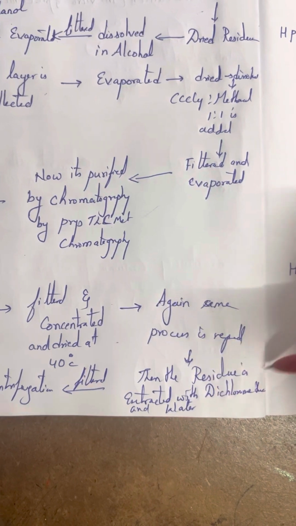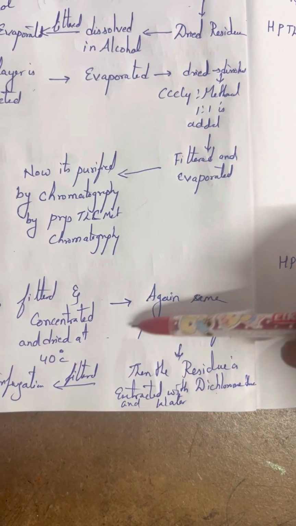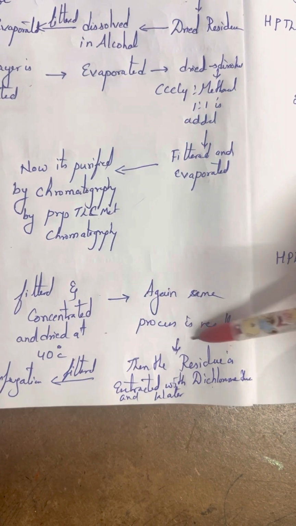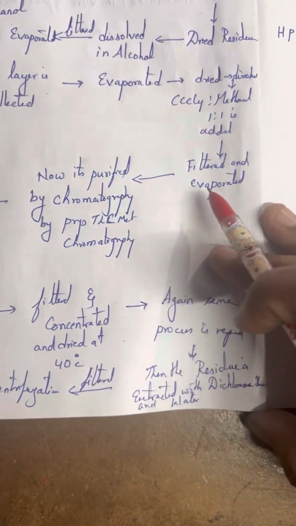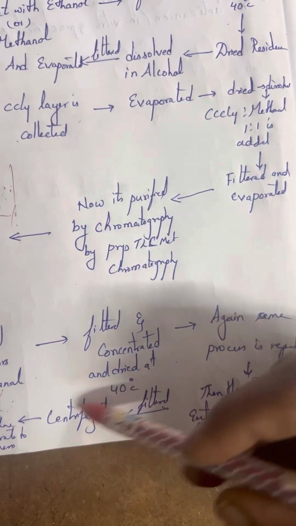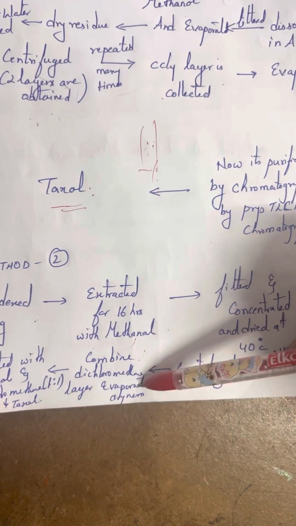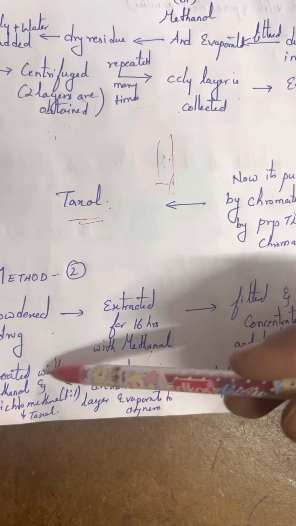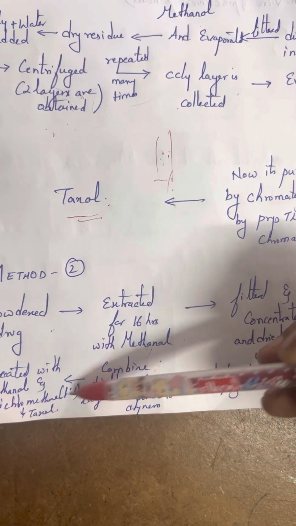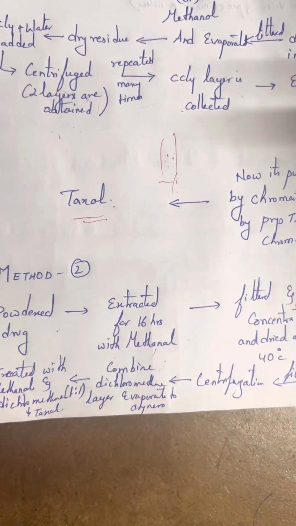Then the residue is extracted with dichloromethane and water, filtered, and centrifuged. You take out the dichloromethane layer and evaporate it to dryness. That is then treated with methanol and dichloromethane in a 1:1 ratio. Then you get the crystals of Taxol.